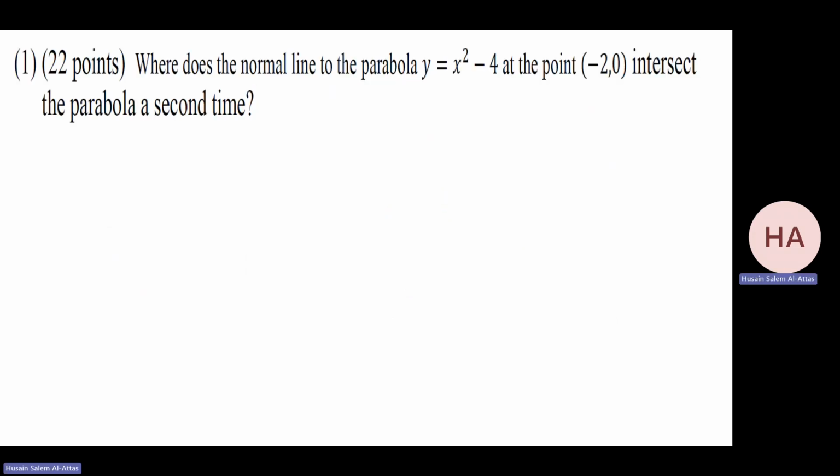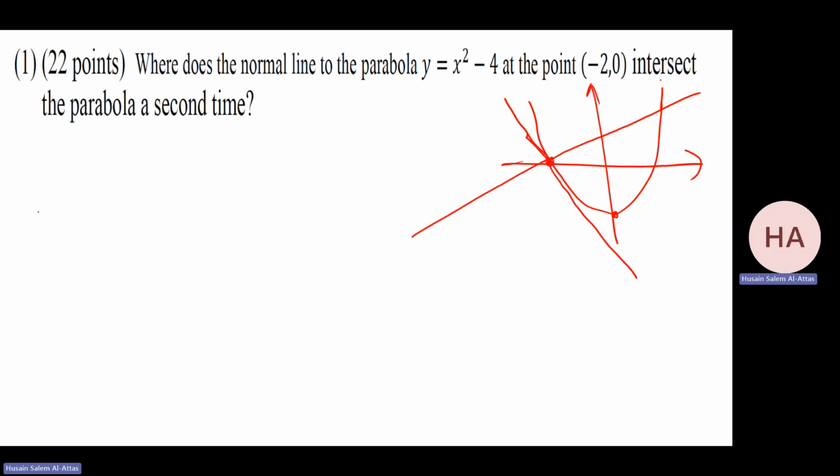Where does the normal line to this parabola at this point intersect the parabola a second time? We have a parabola. This is the parabola. We have the point minus 2 and 0, which is here. We have a tangent line here, and we have a normal line. They want this point. What I will do is find the equation of the normal line.